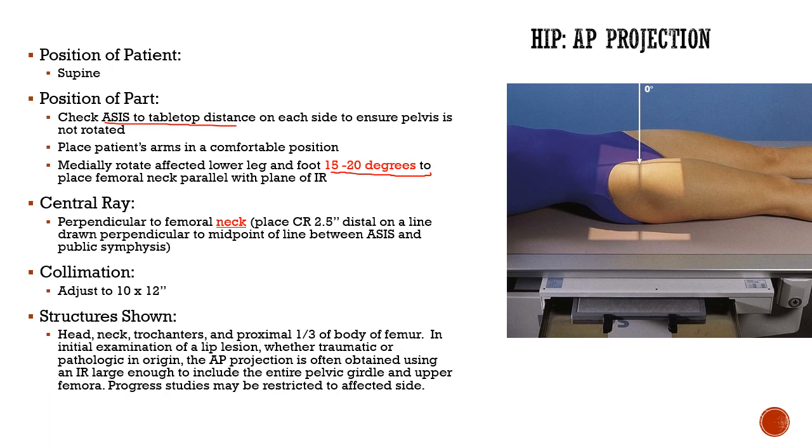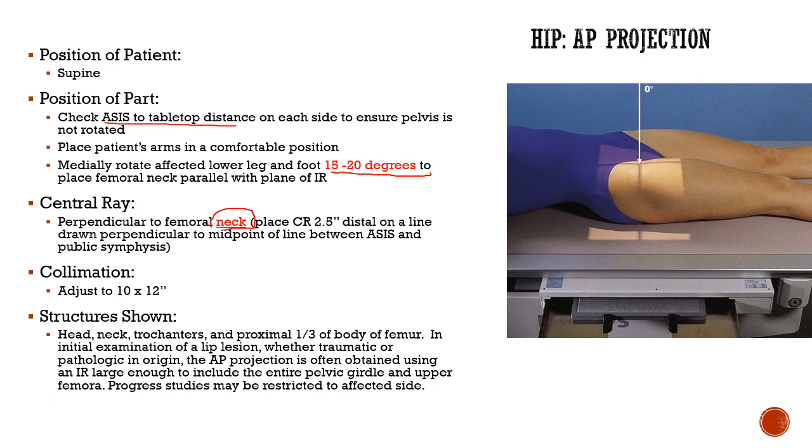We're going to position perpendicular to the femoral neck, which is going to place the central ray 2.5 inches distal on a line drawn perpendicular to the midpoint between the ASIS and the pubic symphysis. We're going to adjust our image receptor size to a 10 by 12. And we're going to get the head, the neck, the trochanters, and approximately 1/3 of the body of the femur.